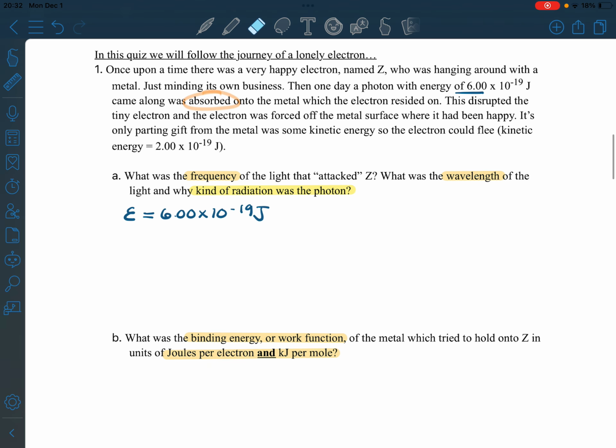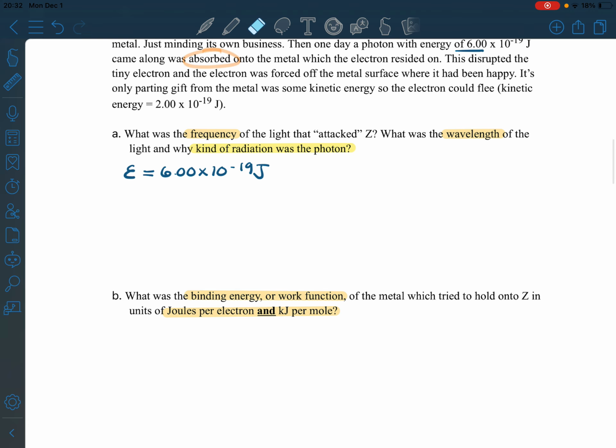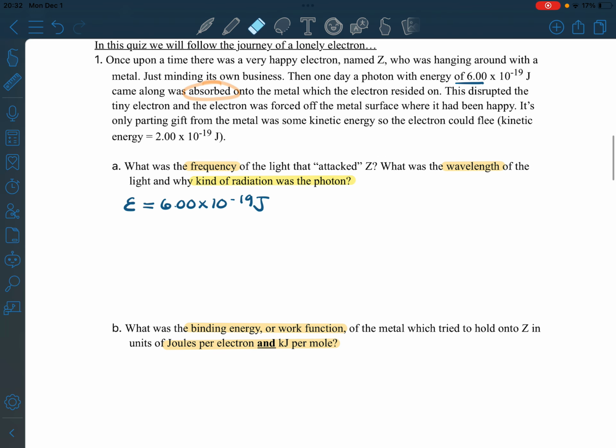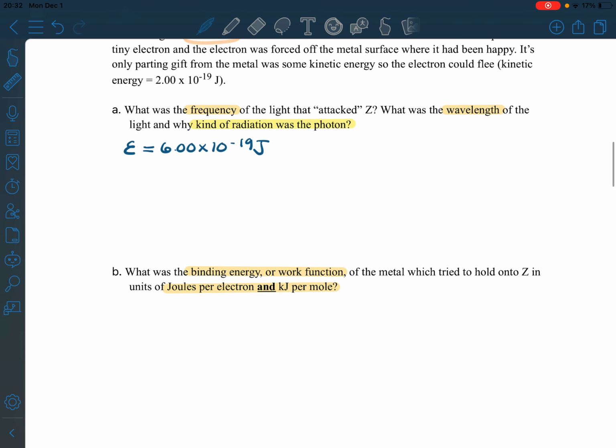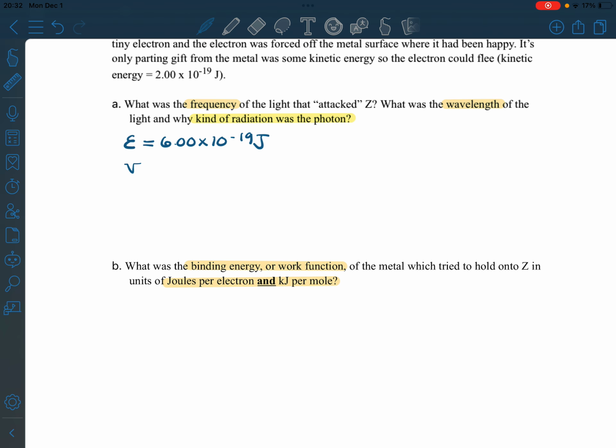Okay, so for question number 1, we are given energy. So I'm going to go ahead and write that down. And we want to know what is the frequency of the light that attacked this Z electron. So I'm looking for frequency, but I know a very cool equation: frequency equals energy divided by Planck's constant.